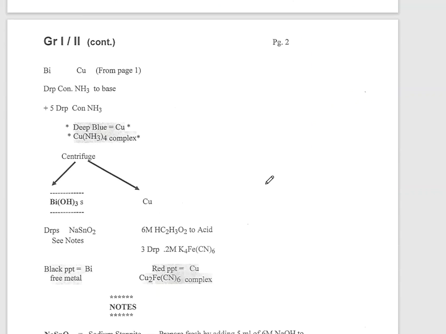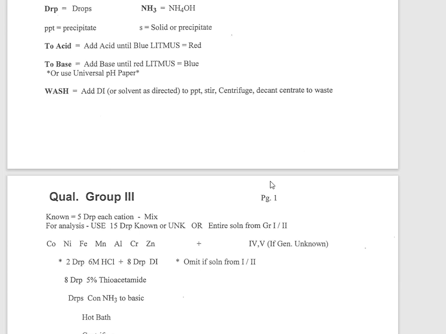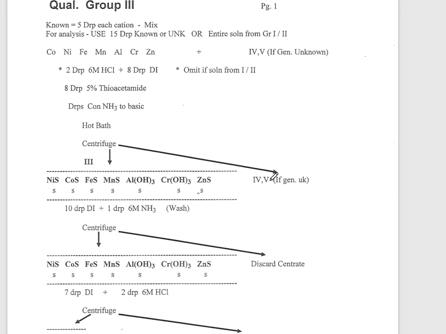All right, so here's another page with group 1 and 2. I'm not going to go through this. You can follow the flow chart if you want to know more about group 1 and group 2, but we're not. This is about group 3, and that's where this page begins to start. So it looks like group 3, we're focused on a couple of metals right up here at the very top. Cobalt, nickel, iron, manganese, aluminum, chromium, and zinc. Okay, well, what do I do with it? Well, I'm going to add 2 drops of 6 molar hydrochloric and 8 drops of water to my known or to my unknown.